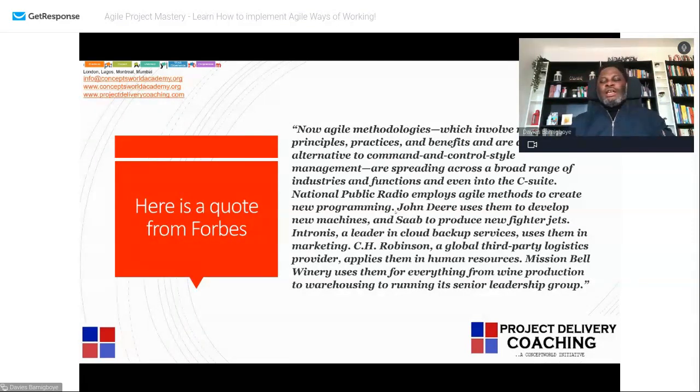Don't even think about Agile as just being something that is used in project management alone. Actually, Agile can be applied across the stack. Mission Ben Winery uses them for everything from wine production to warehousing to running a senior leadership group. That's absolutely good.